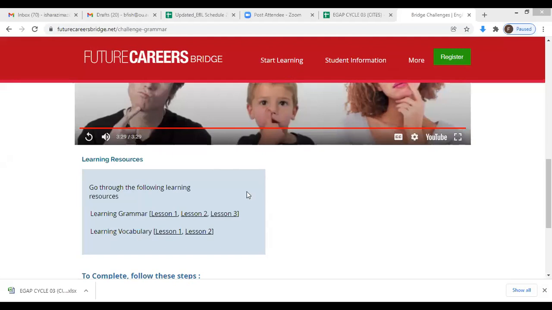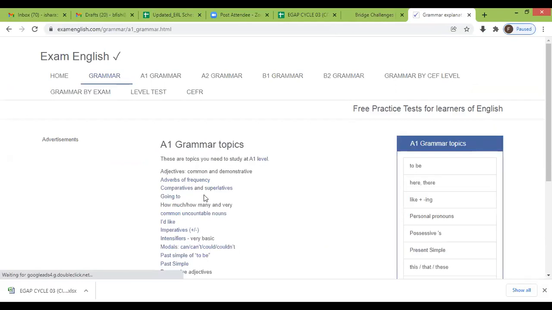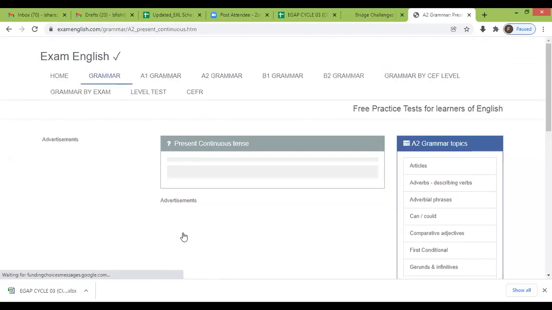Okay, now there are plenty of lessons, right? We can go one by one with the sessions that we do. So go to lesson one. Here, select activity one, grammar topics. So here, let's do some activity. Let's go to present continuous. Now see, here are the topics, present continuous.